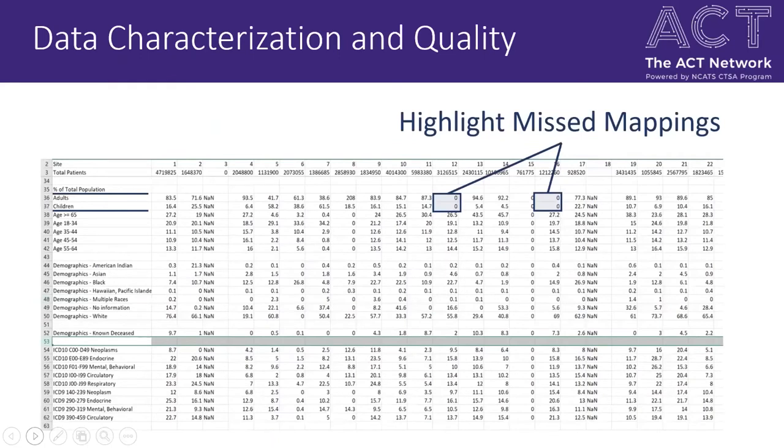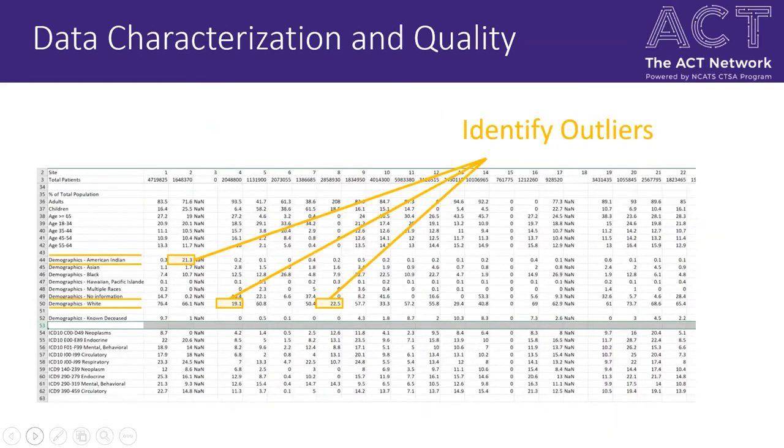We'll start looking at some of the quality issues, for example if people have things mapped. On this slide, we know that these two sites actually do have children and adults, but they didn't map it to that particular ontology term. So we'll be highlighting missing mappings. We'll also be identifying outliers.